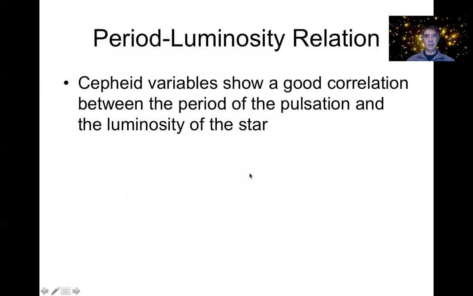So all well and good, but how does that help us? Well, it helps us because of this. There is an extremely good correlation between the period of the pulsation, so how long it takes for the star to go up and down in brightness, and the actual intrinsic luminosity of the cepheid variable itself. This is referred to as the period luminosity relation.